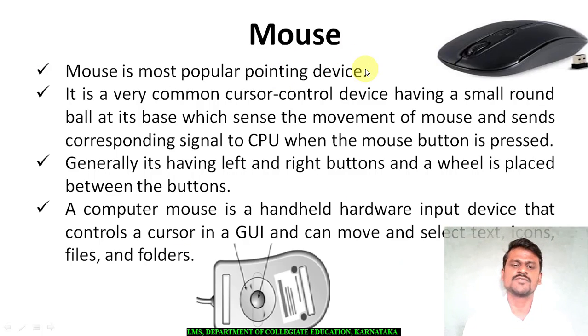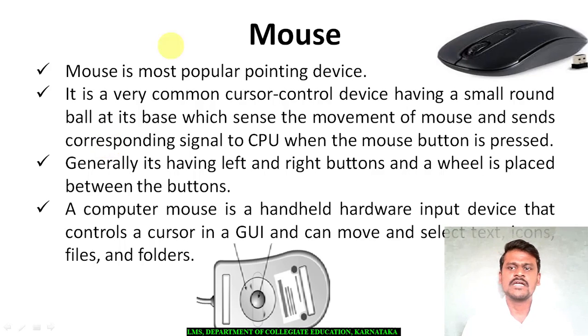This mouse is also a cursor control device, having a small round ball. You can see here this round ball, which helps the cursor movement. It will catch the movement of the mouse, to and fro and left and right. Those mouse movements will be captured using this small round ball, which senses the movement of the mouse and sends the corresponding signal to the CPU when the mouse button is pressed.